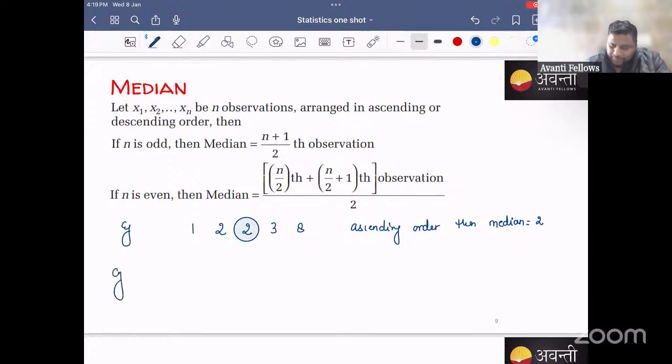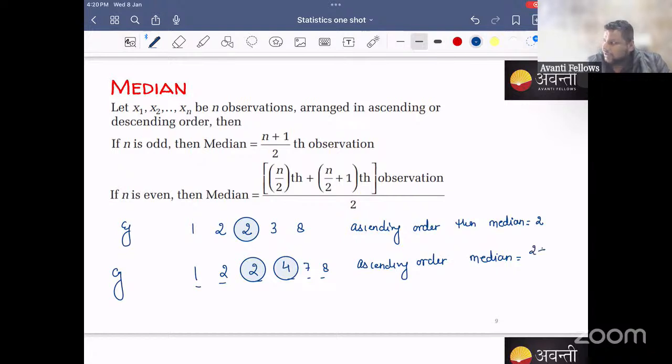Now let's take another example. If there are 6 observations, 1, 2, 2, 4, 7, 8. Again, they are in ascending order. They can be in descending order also. That does not make any difference. Now in this case, since there are 6 observations, median will be the mean of these 2 central observations. It is (2 plus 4) by 2, that is 3. Understood?